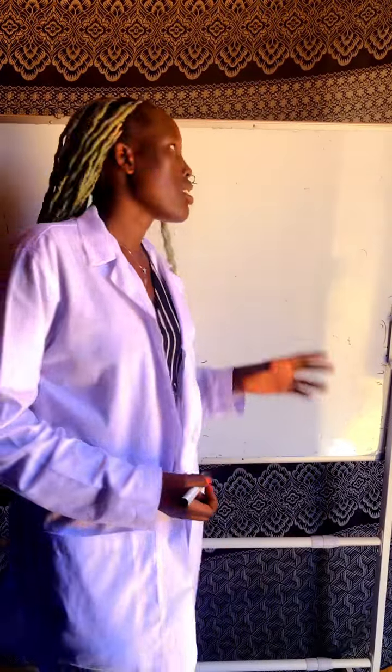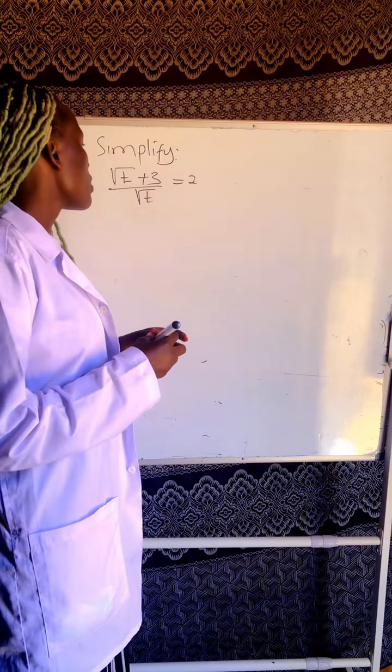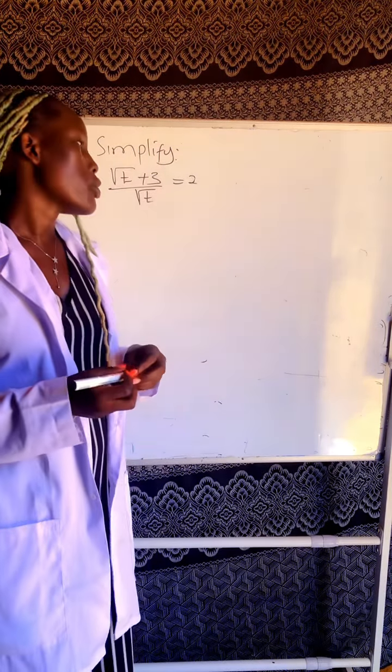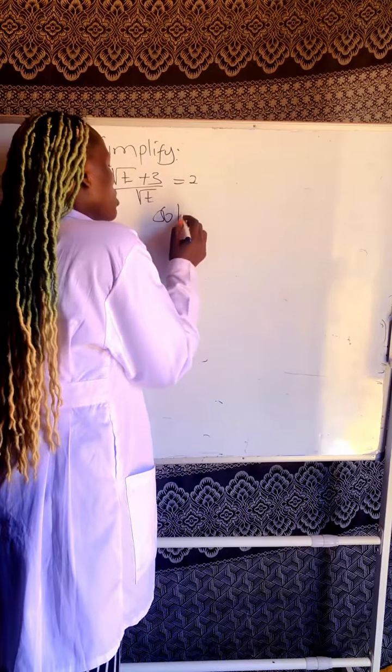Alright guys, so here we have been asked to simplify (root of t plus 3) out of root of t is equal to 2. So what do we need to do here? Let's see in our solution.